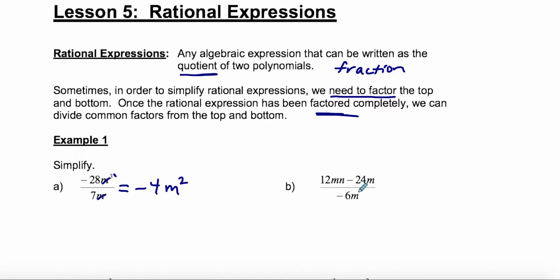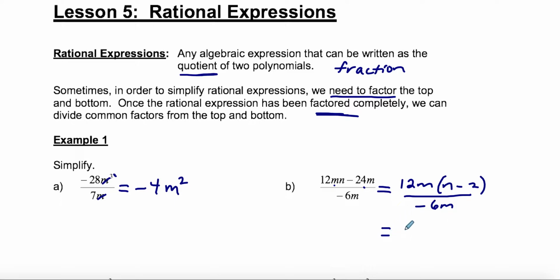When I look at something like this, it's a little different. When you have a denominator of negative 6m, I guess you could look at dividing the first term by that denominator and then dividing the second term by that denominator. But another way to approach this would be to factor. So if you see a common factor in the numerator, I could divide both of those terms by 12m. That's my common factor. I'd be left with n minus 2. And then in the denominator, I have negative 6m.